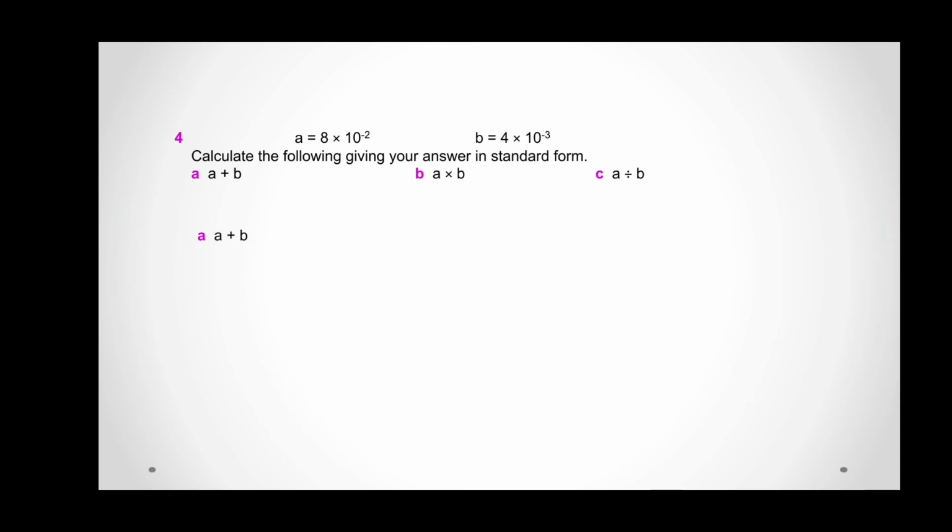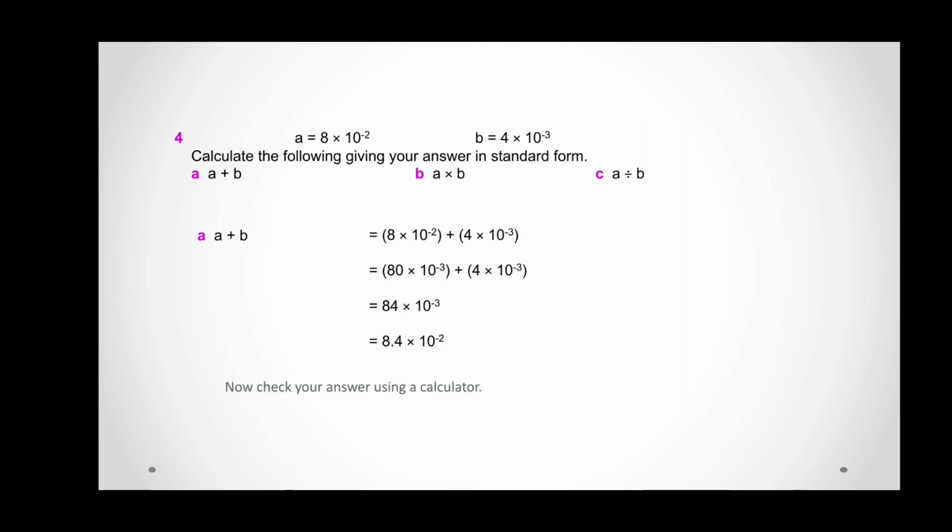So a plus b means 8 into 10 to the power minus 2 plus 4 into 10 to the power minus 3. The powers are not equal, so you can rearrange this one as 8 into 10 to the power minus 3 plus 4 into 10 to the power minus 3. Now the powers are equal, so you can just add, then 84 into 10 to the power minus 3. Again you have to write as a standard form, then 8.4 into 10 to the power minus 2.